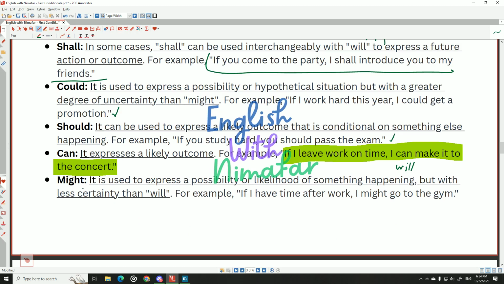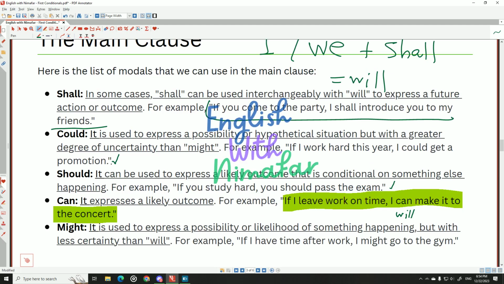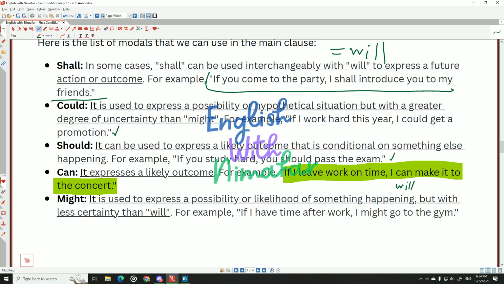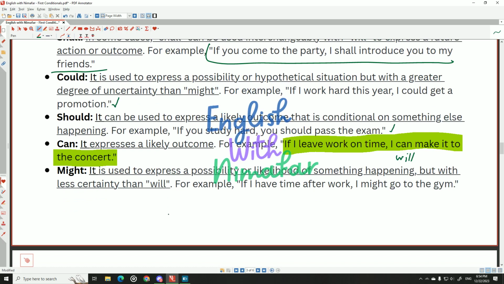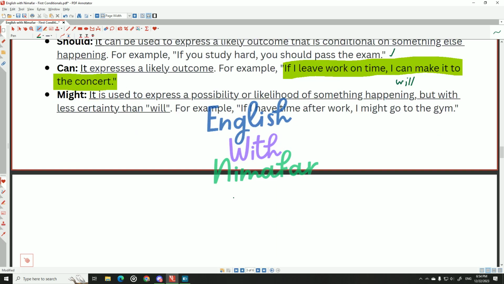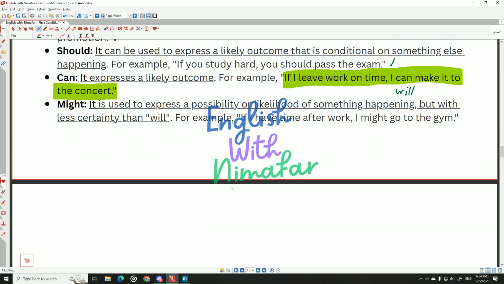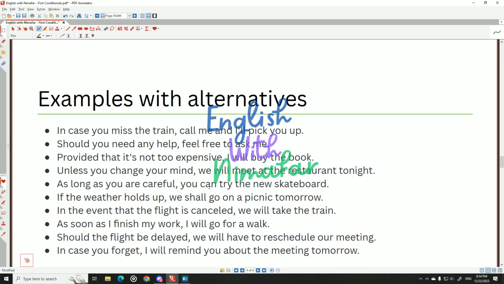Might says less certainty, and could has a greater degree, it actually says less certainty than will. So if I have time, I might go to the gym. It means I have time now, we have the condition, but I might go. Maybe I'm not in the mood, maybe I have more important things to do, or maybe I don't want to go to the gym today. Many reasons. But if I have time, I might go to the gym. So technically it also depends on some other things. But let's have some examples.